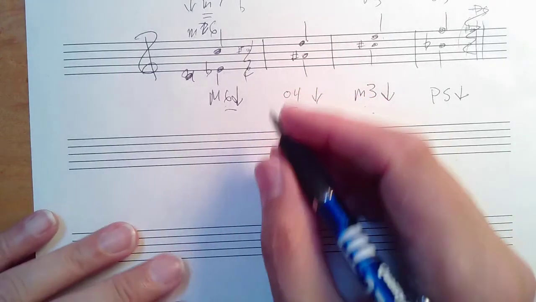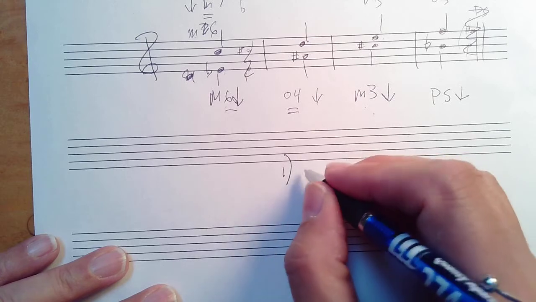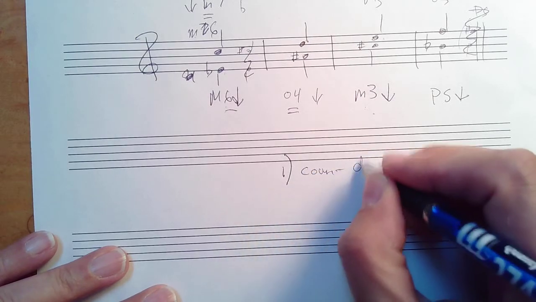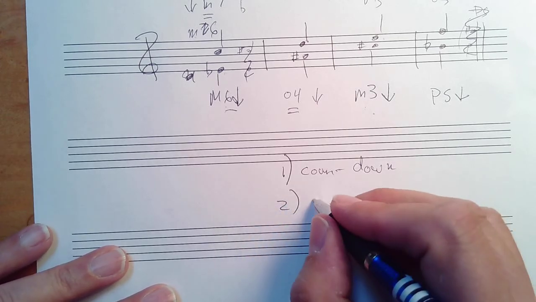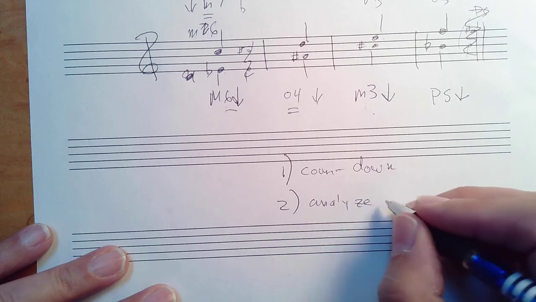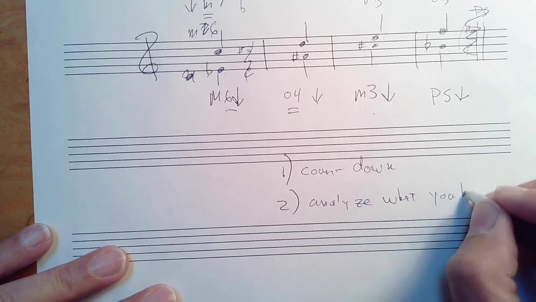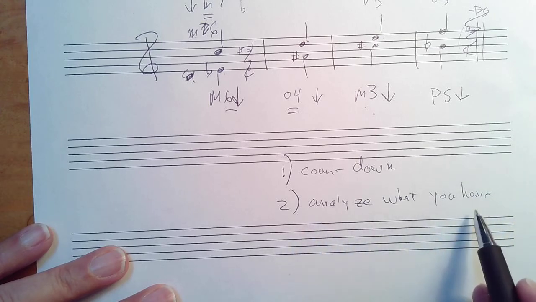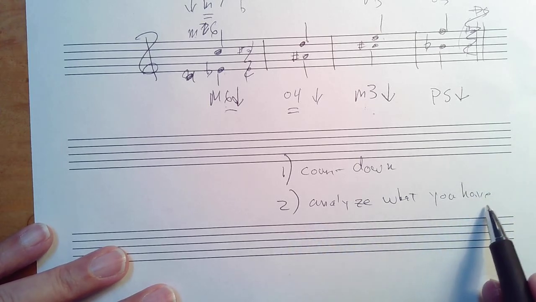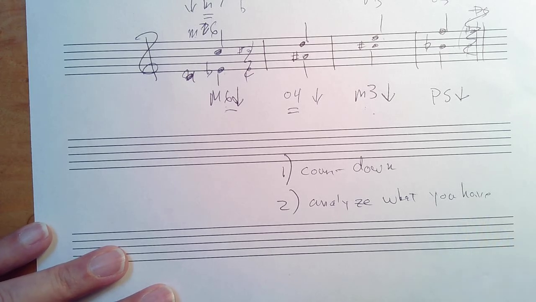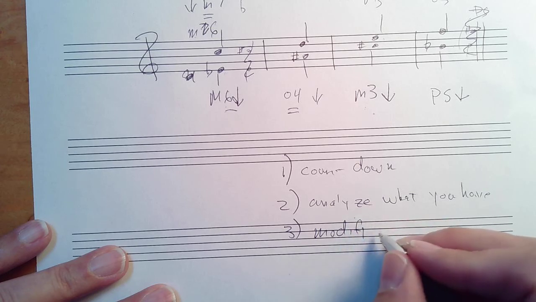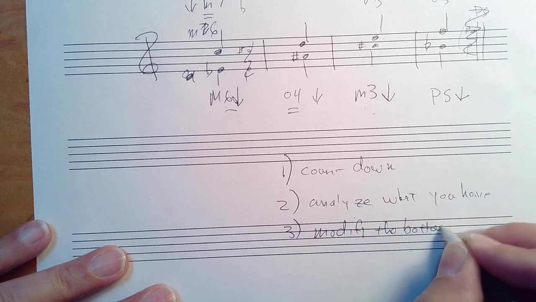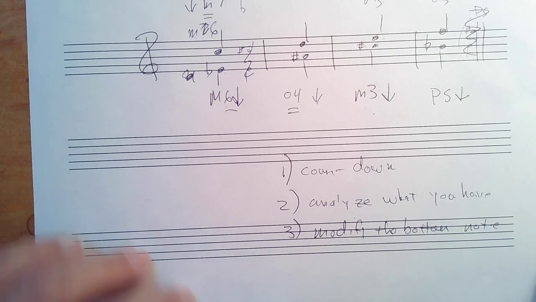Step by step: 1, count down to the proper note head. 2, analyze what you have. And this involves thinking of the key signature of the bottom note, seeing what you have. Is it major, minor, diminished, augmented, perfect? Once you know what you have, modify it, specifically the bottom note, to make it larger or smaller as necessary.